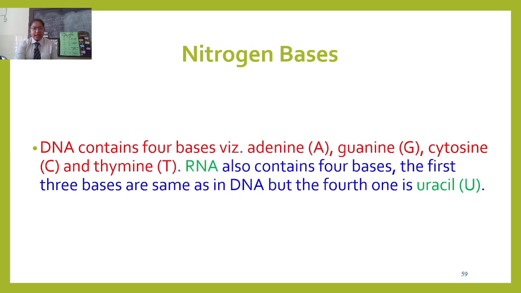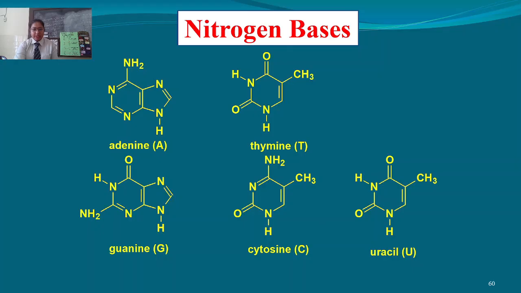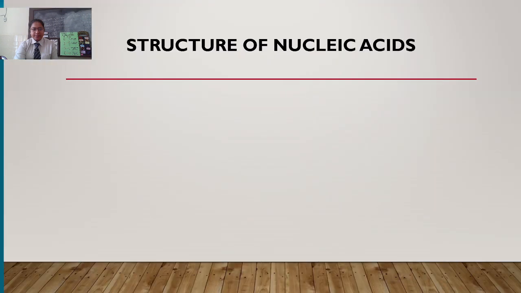Nitrogen bases. DNA contains 4 bases: adenine, guanine, cytosine, and thymine. RNA also contains 4 bases. The first 3 bases are as in the DNA, but the fourth one is uracil. These are the structures of the nitrogen bases.